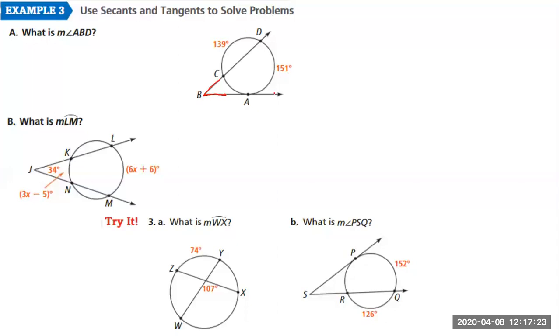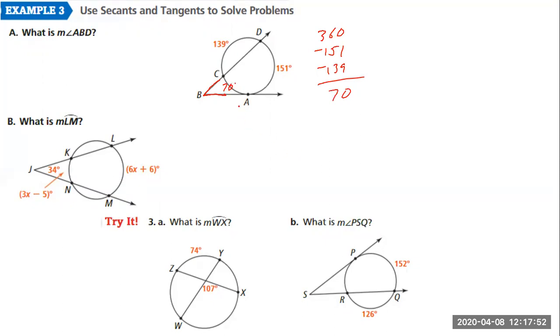An entire circle adds up to 360 degrees. So if I take the 360 and subtract the two angles that we know, that'll leave us with the one arc that we don't know. So 360 minus 151 minus 139 gives us 70. So for this arc, that's going to be 70 degrees.